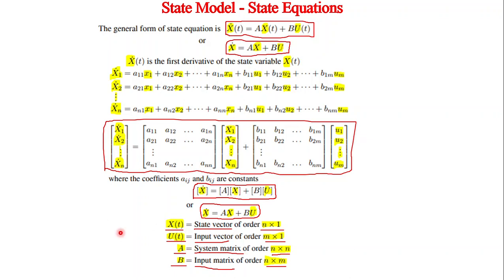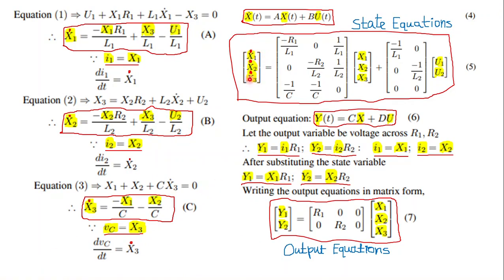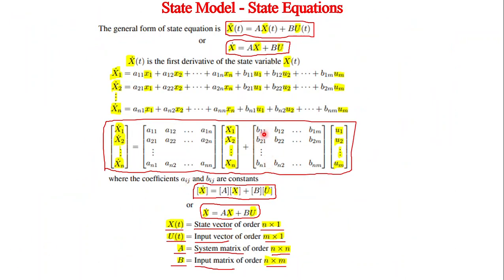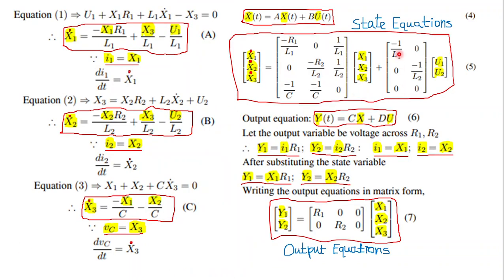What is the order of this? n by 1. In this example, we have a 3 by 1 derivative of the state vector, then a 3 by 1 state vector, and this is the 3 by 3 system matrix. This is the input vector, a 2 by 1 vector, and this is the coefficient matrix B, so B is 3 by 2. If we generalize, B has entries b11, b12, up to b1m, similarly b21, b22, up to b2m, and bn1, bn2, up to bnm. Here you can see three rows. Why 3 rows? Because of 3 states. Why 2 columns? Because of 2 inputs.